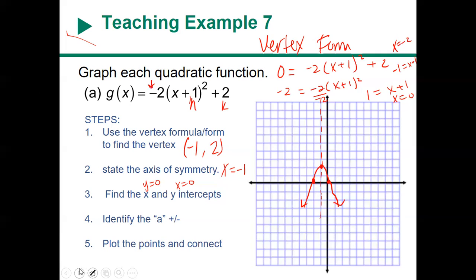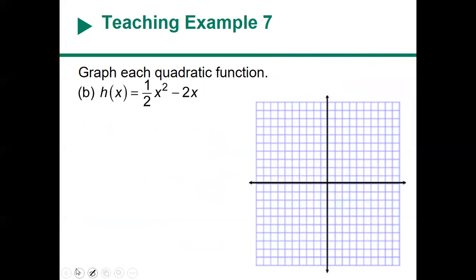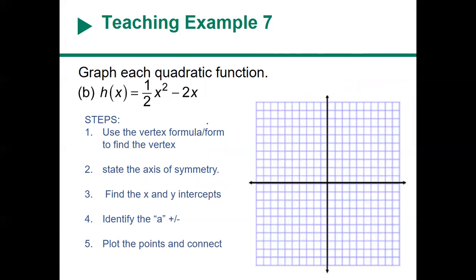All right. So that's from vertex form. Vertex form is fairly easy to plot. Now we're going to go to standard form. So this is in standard form. And if there's nothing there, that means that's 0. Now on this one, you use a vertex formula to find the vertex. So you need to find the vertex here in standard form.